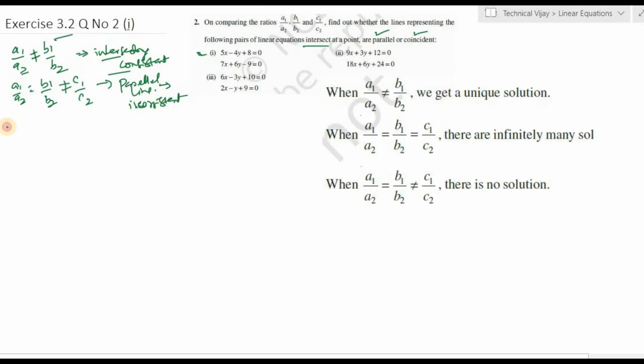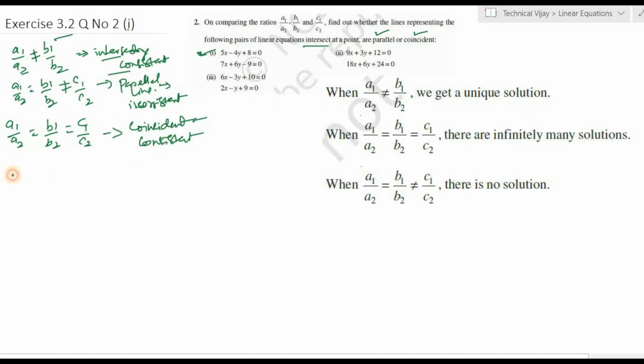And if a1 by a2 is equal to b1 by b2 and which is also equal to c1 by c2, then they are called coincident lines, and also called consistent lines, and they have got many solutions. This we have seen in the theory portion. So we will take up the first portion.